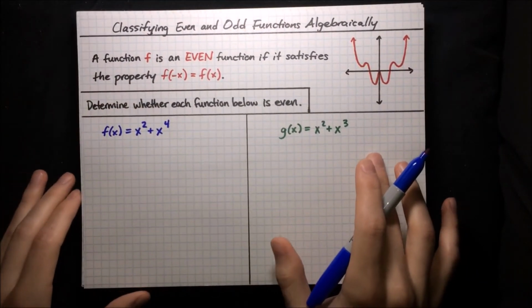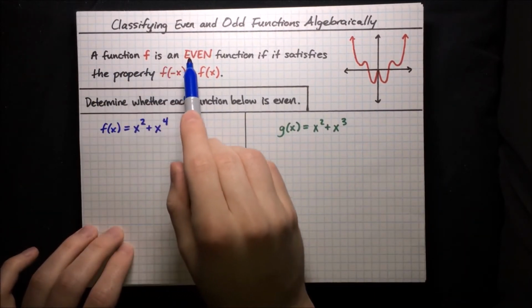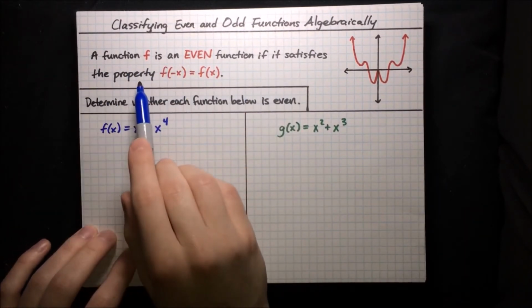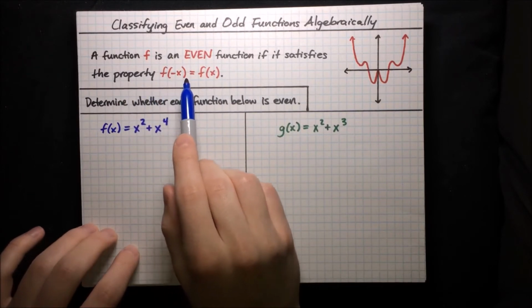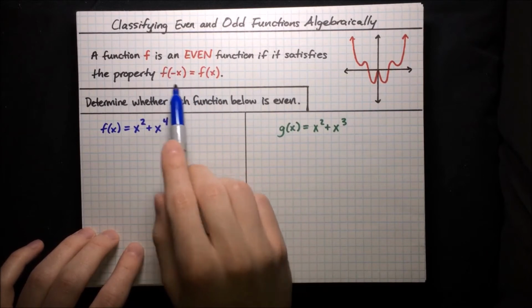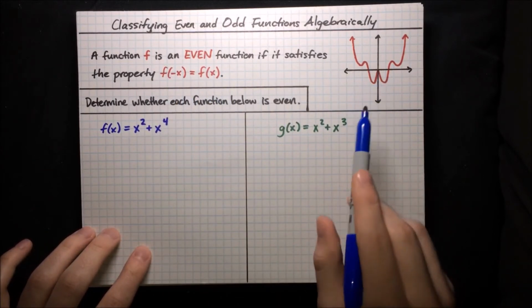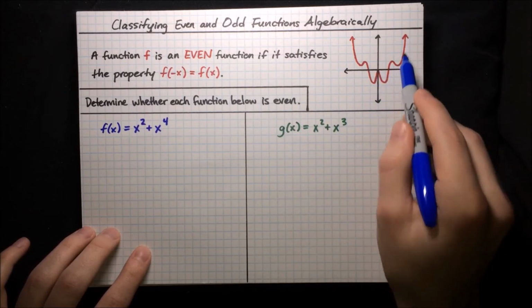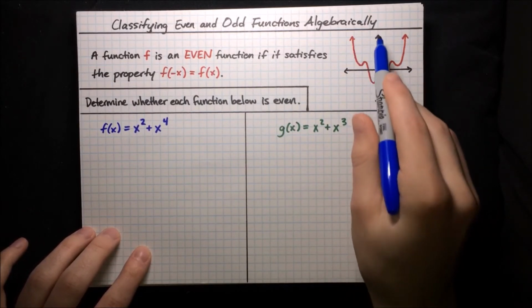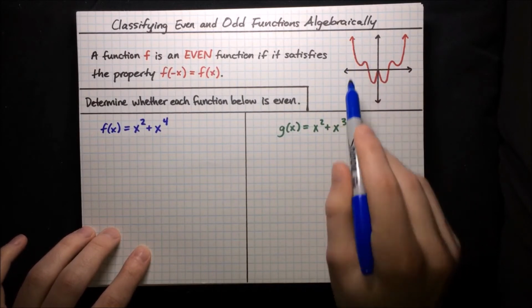So now to restate the main idea that we've learned here, a function f is an even function if it satisfies the property f of -x equals f of x for all values of x. And that's just an algebraic way of saying that the graph is symmetric across the y-axis. So it's just a mirror reflection across the y-axis here. This side here is the same as reflected over to here.